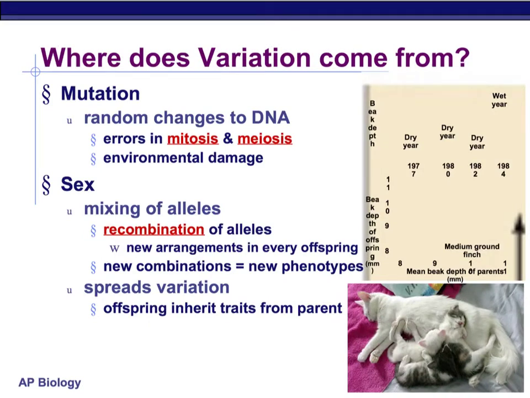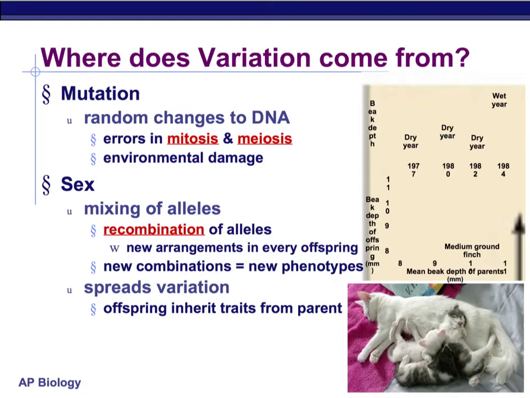Okay, so where does variation come from? It comes in the form of mutations. Mutations can happen in two places. During mitosis or meiosis, when we're making those body cells or those gametes. And it can also happen because of environmental damage, so UV sunlight or free radicals or chemicals getting into your DNA and disrupting it. Because remember, mutation is a random change to your DNA. Once those bases aren't in the sequence they need to be in, you just had a mutation.